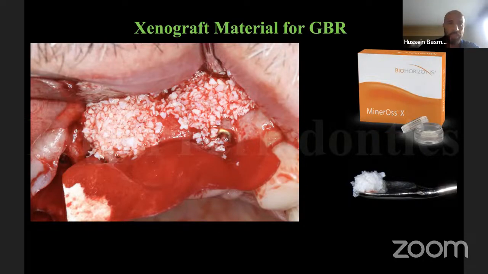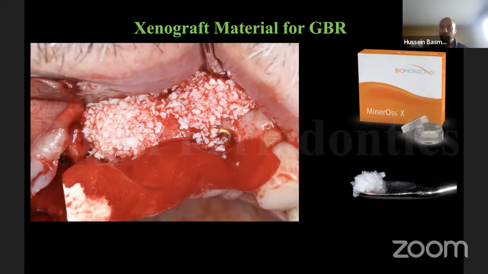Yes, we have some studies that showed that you can use xenograft as the sole material for guided bone regeneration. However, the long-term stability, if any problem happened to that implant, is going to be more detrimental. So when do I use xenograft?